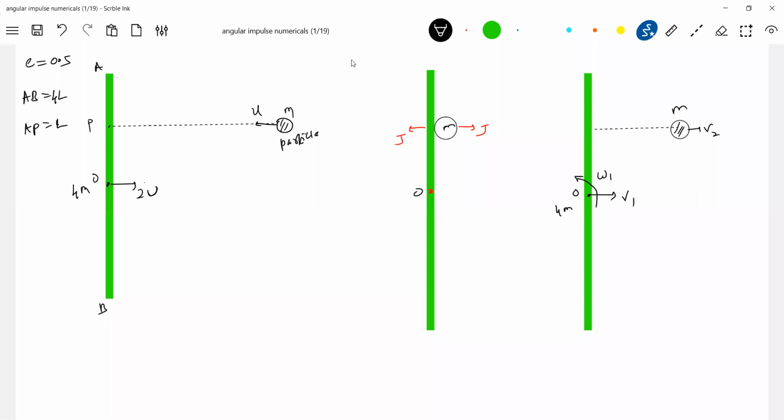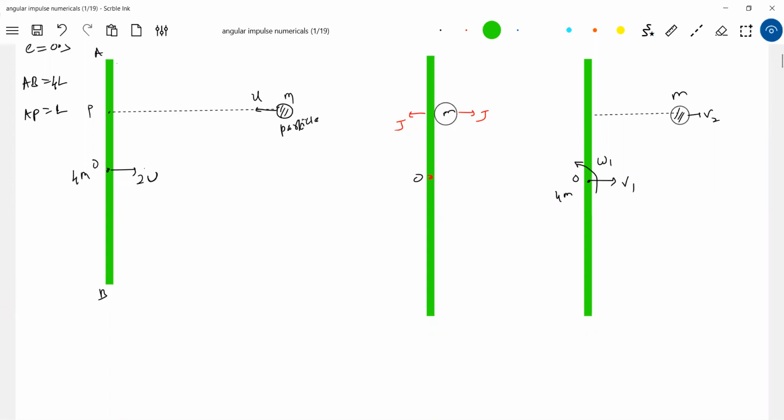Because look at the impulse J, how does it act? It will act anti-clockwise, so there should be angular momentum for the rod due to rotational motion about O anti-clockwise. So the angular velocity will be anti-clockwise. Rest all we have to do is find V2, V1, omega 1. Can you apply conservation of linear momentum? The net impulse acting on the system is 0, so the first equation will be conservation of linear momentum.